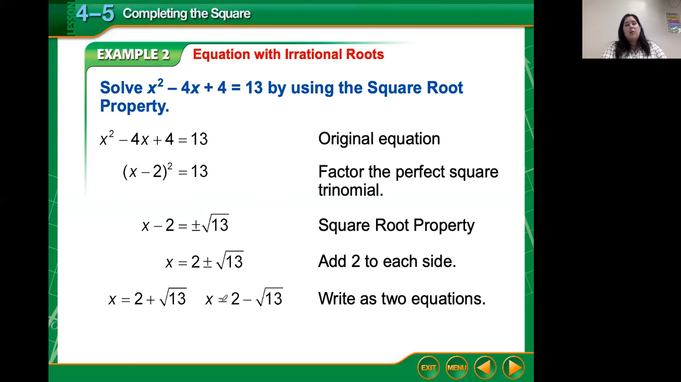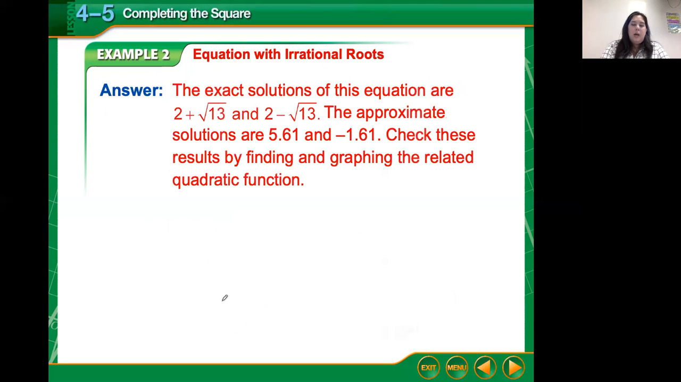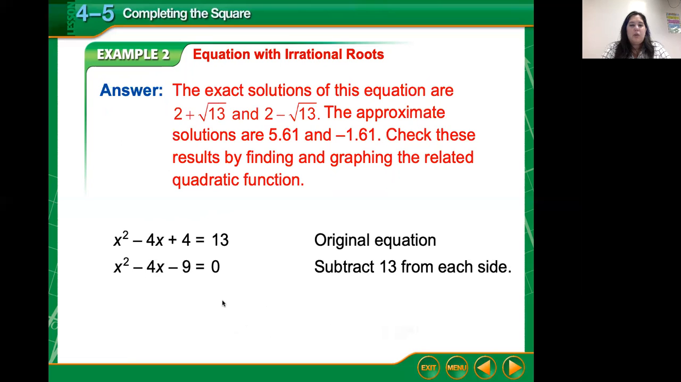And then you can also round this to a decimal to the second decimal place, or to the 100th place, by using a calculator. It just again depends on what format the question asks for the answer in. So we get about 5.61 and about negative 1.61. You can check these by graphing or by plugging in and seeing if it would work.